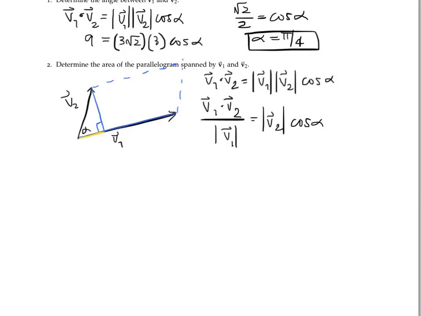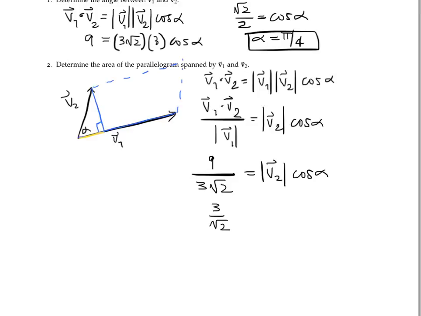We did a lot of the computation for this in the first part. We know that v1 dotted with v2 is 9. We also know that the length of v1 is 3 root 2. And so we know now that this yellow guy is 9 over 3 root 2, or 3 over root 2. So we know the two sides of a right triangle. We can use that to deduce the third to find the height.